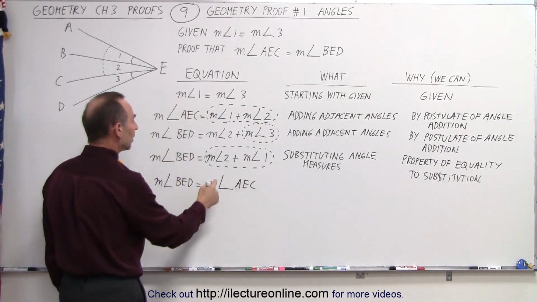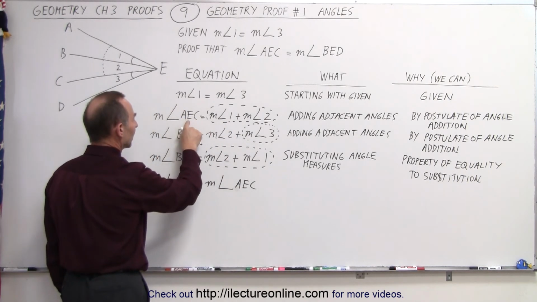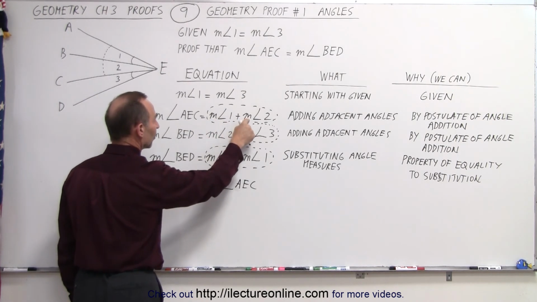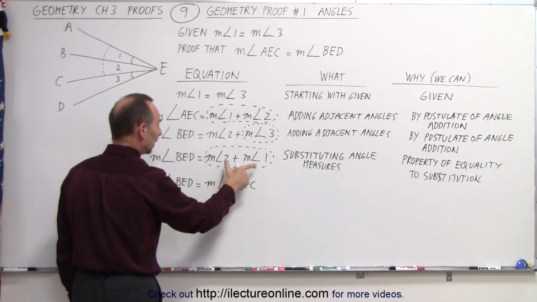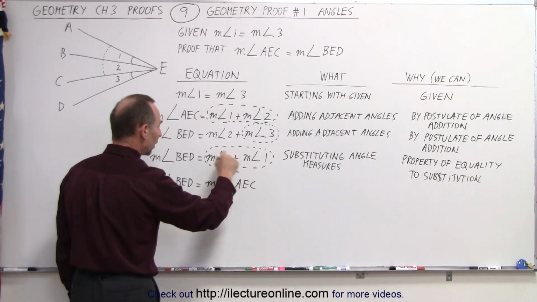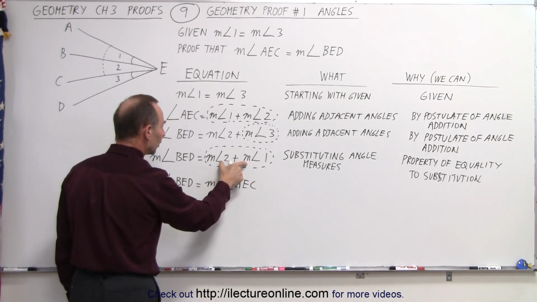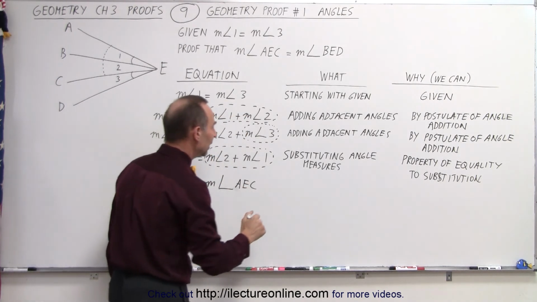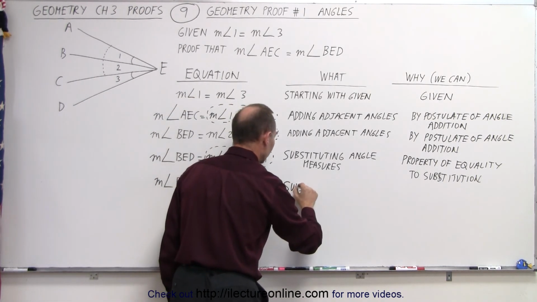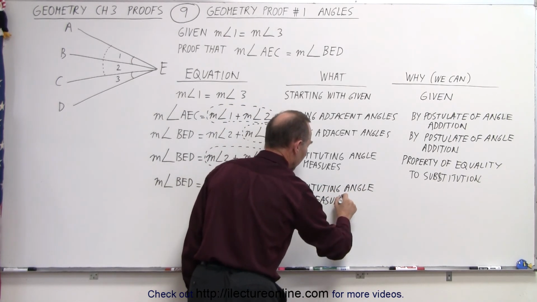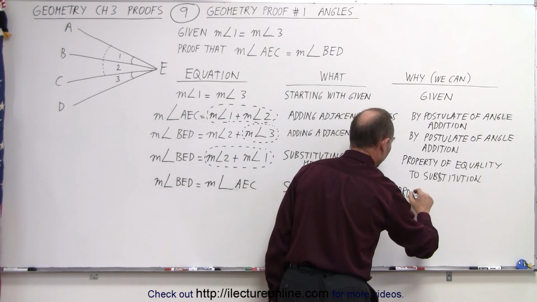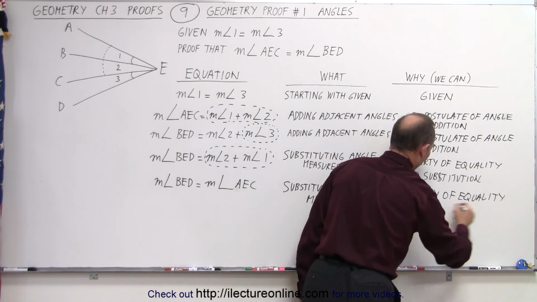And why can I do that? Because here the measure of angle AEC is defined by the sum of the measure of angle 1 plus the measure of angle 2, and so I can simply replace that by what that is equal to. So this is equal to this, which is equal to this, so I can replace that. And again, I'm substituting angle measures. Why can I do that? Because it's the property of equality of substitution.